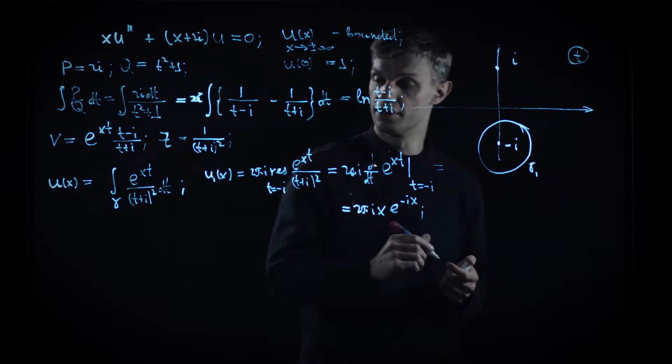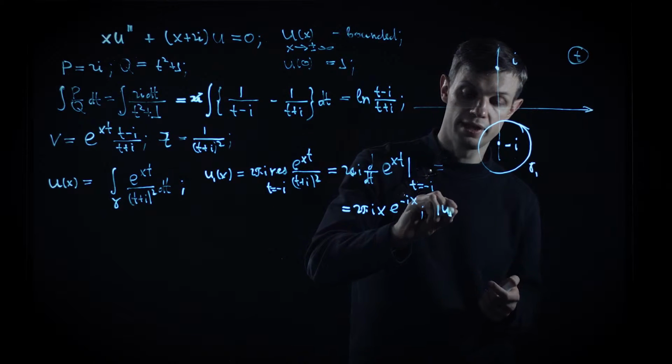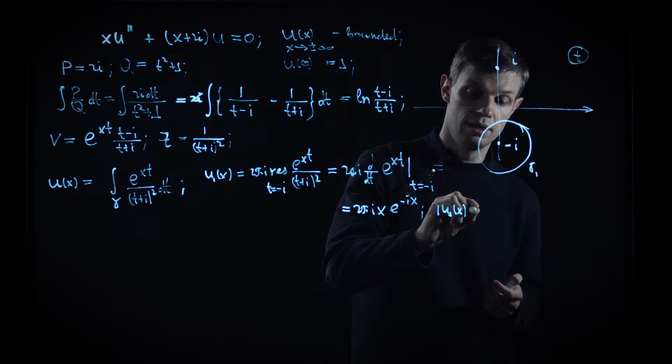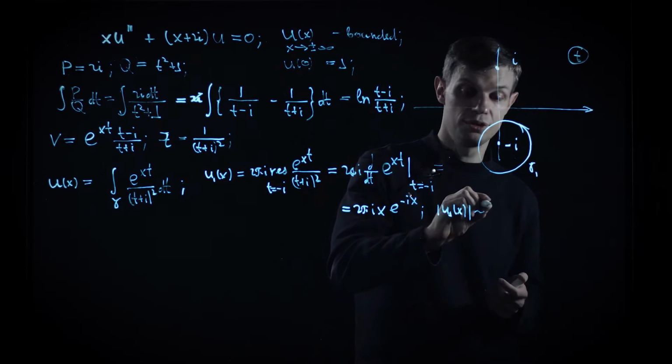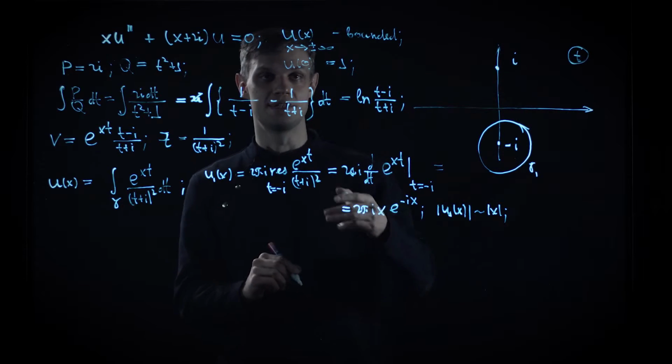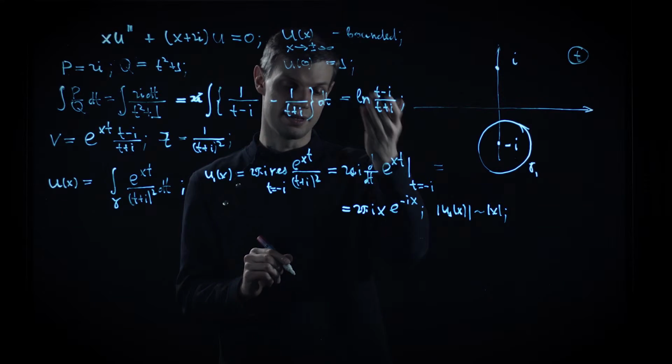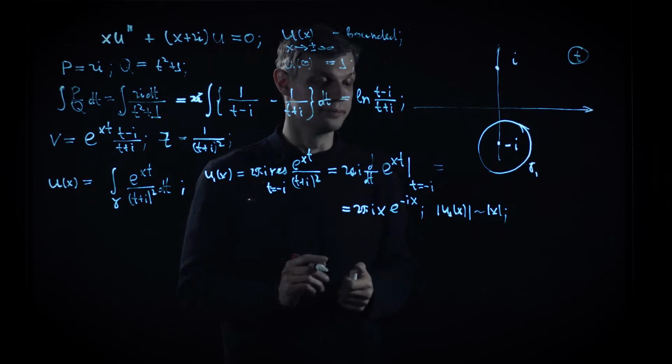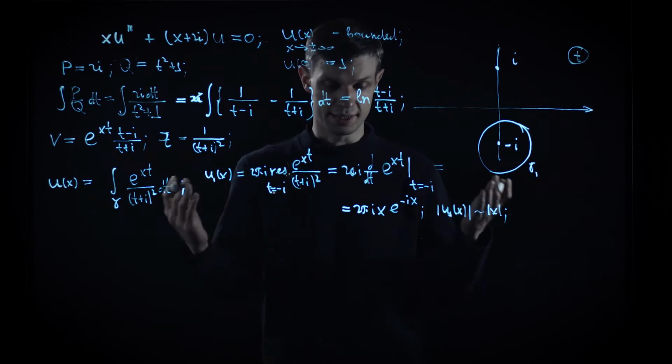So, quite a nice solution, but the problem is that it's unbounded at x tending to plus or minus infinity, because the modulus of u1 of x behaves as the modulus of x. And even worse, at x equal to 0, it can't be normalized. It's equal to 0. So this solution doesn't satisfy us.